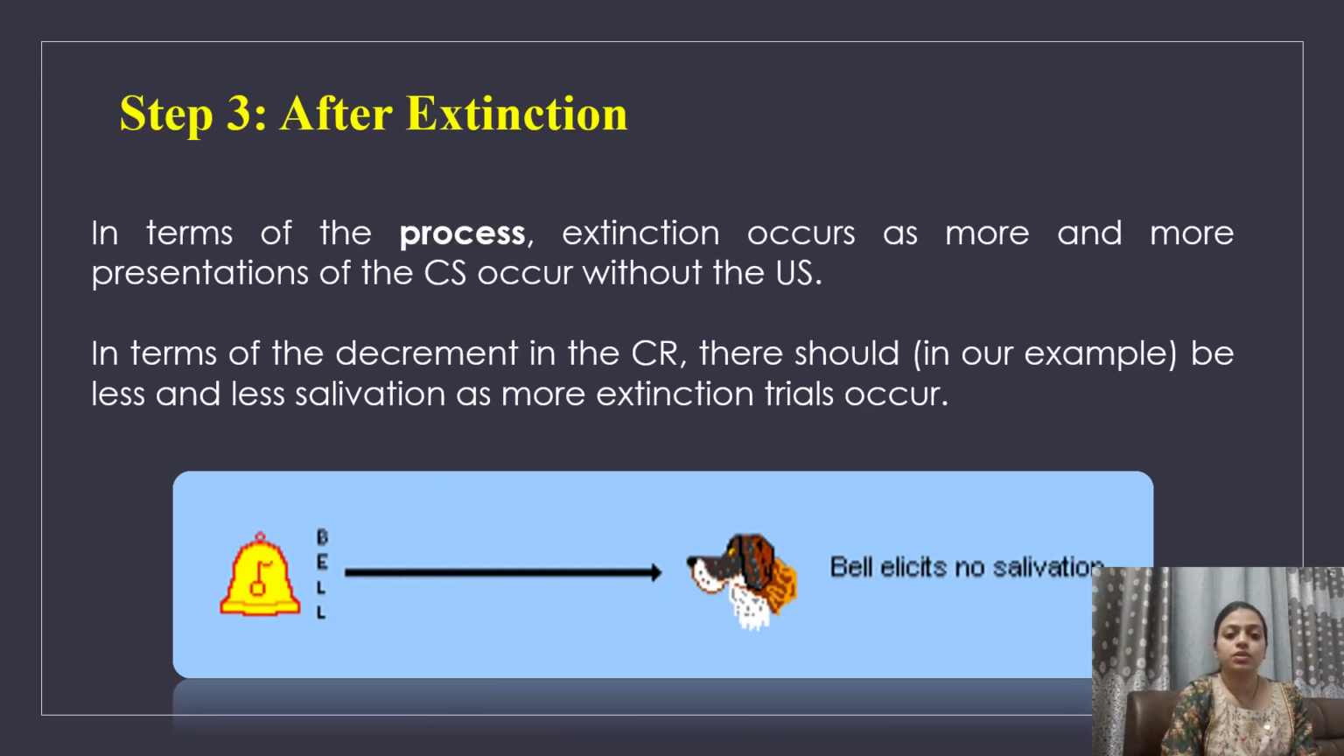Then comes the third step, which is after extinction. In terms of process, extinction occurs as more and more presentations of the conditioned stimulus occur without the unconditional stimulus. So here finally extinction takes place. Now when the bell is rung, there is no salivation.